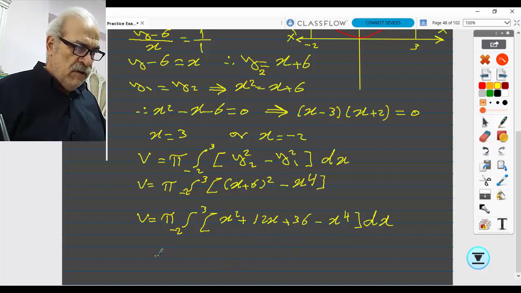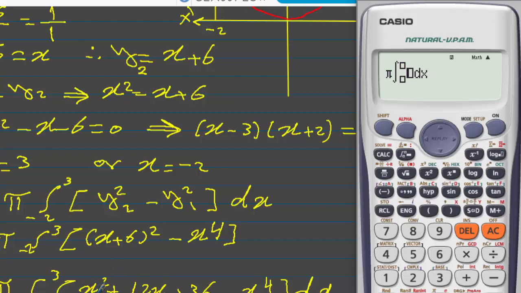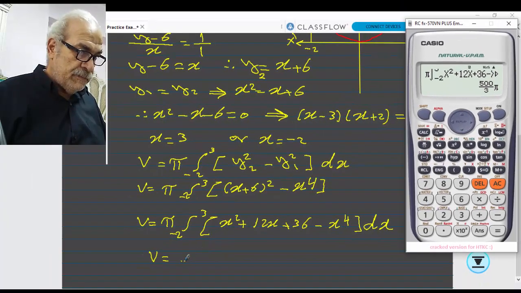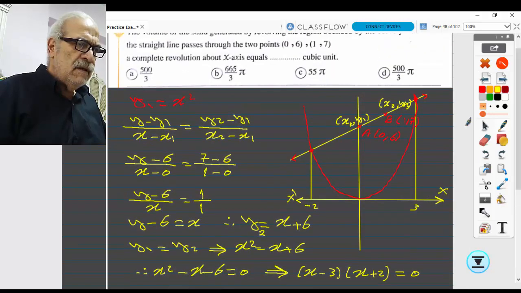Now we'll use calculator to find the value of V. Okay, so we write pi shift here, integration x power 2 plus 12x plus 36 minus x power 4 from -2 to 3 equals 500 over 3 pi, and this result at letter D.